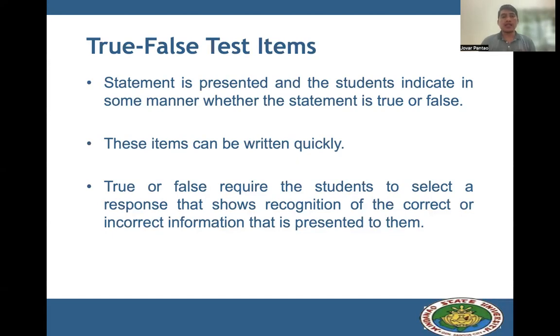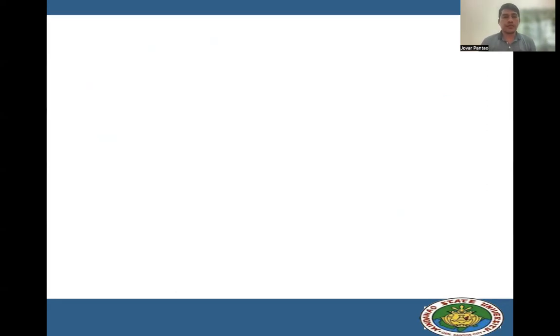Now, the advantage of having this type of test is that this can be written quickly. So you can prepare this very quickly, unlike the other types of tests. True or false require the students to select a response that shows recognition of the correct or incorrect information that is presented to them. So you have to make sure that the information that you present to them is absolutely true or absolutely false, so that there will be no debates later on as to which is the correct answer.